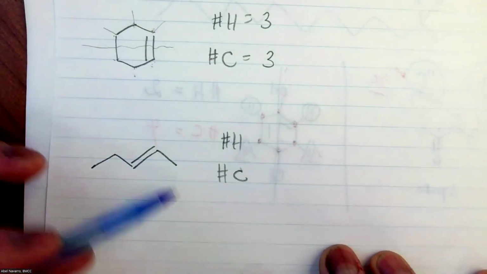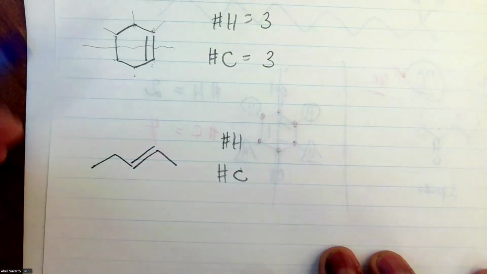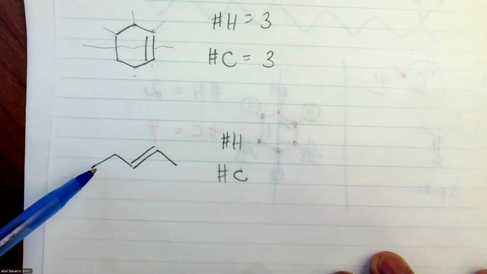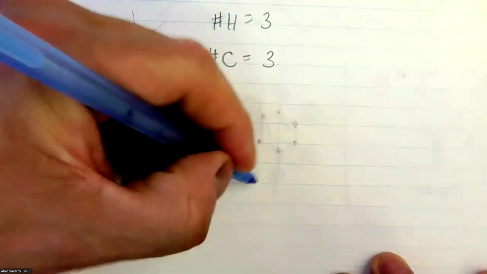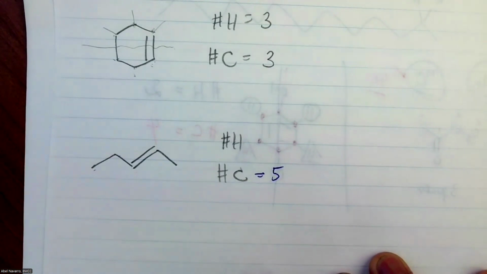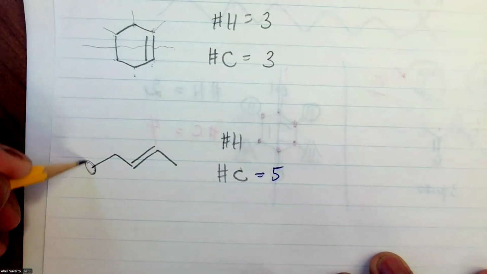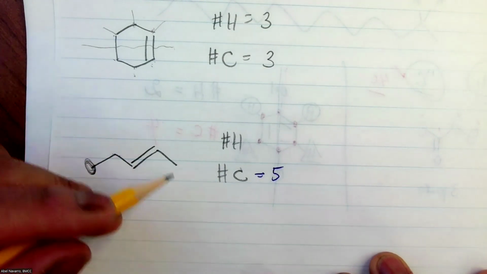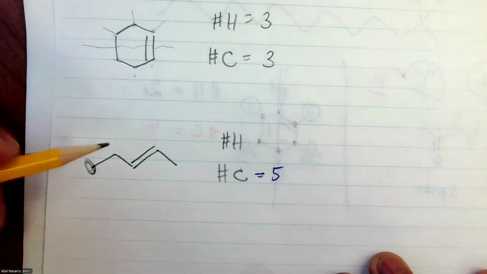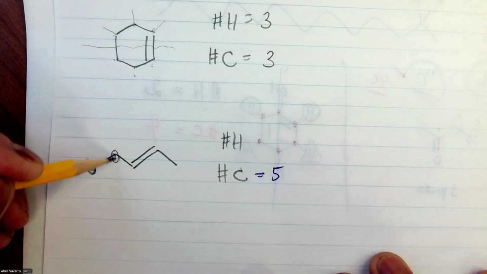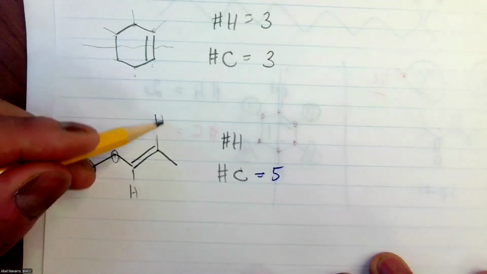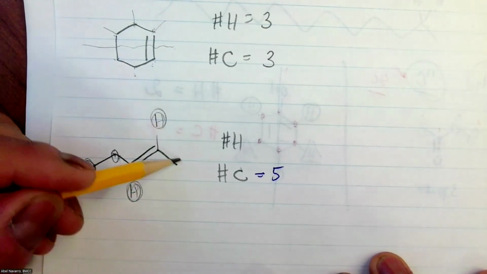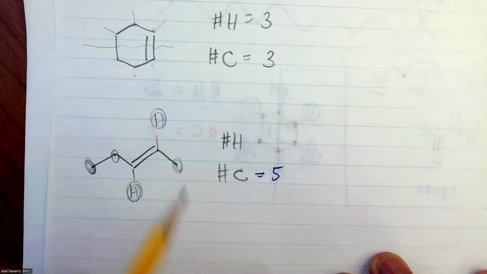Carbons, the molecule is not symmetrical, right? I don't see a symmetrical split. I don't see a plane of symmetry. So carbons, 1, 2, 3, 4, 5. 5 carbons. Hydrogens. This is a CH3 group. This is a CH2, but I don't see a chiral center, so they are the same. 1, 2. This is a hydrogen. This is a hydrogen. So 1, 2, 3, 4, and 5.